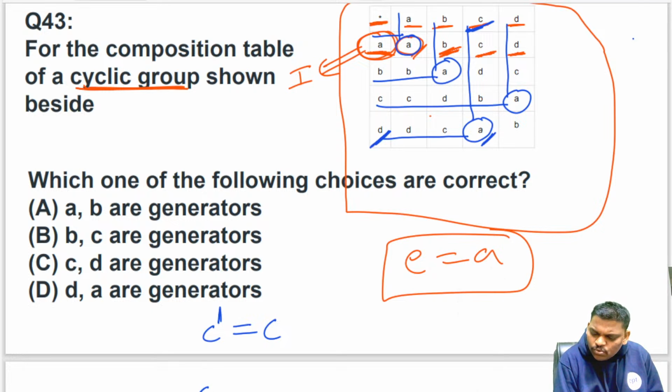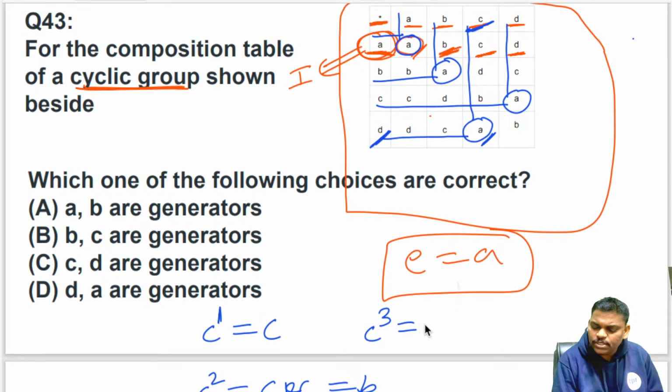C power 1 is C. What about C square? C square means C into C. What is C into C? Check the C row, C column. C into C is B. That is also okay.